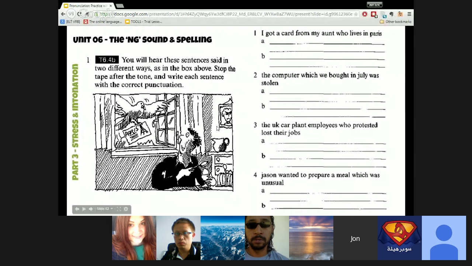It says stop the tape. There's no tape, it's just me. Stop the tape and write the sentence with the correct pronunciation.